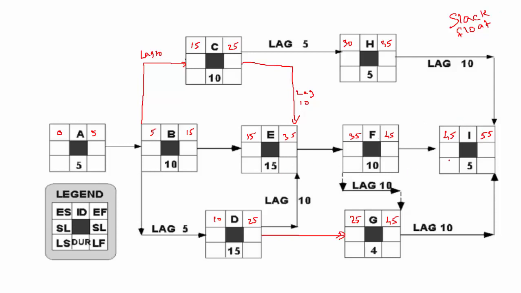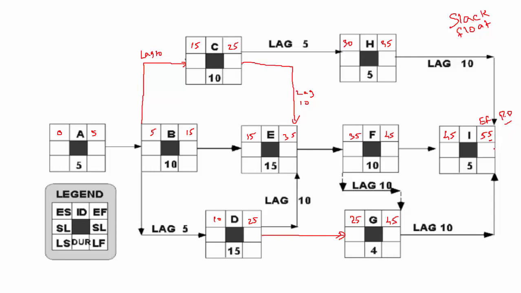Alright, so what I'm going to do now is the backward pass. In the forward pass, we started with activity A. In the backward pass, we start with activity I, the last activity in your project. Now, the early finish of the last activity is your project duration. So here the project duration is 55 days.